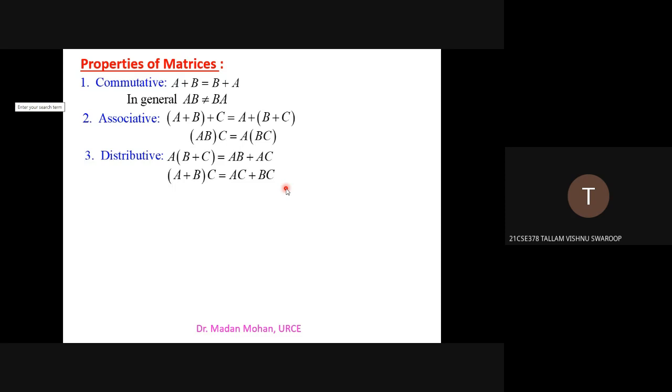Sir, A into B inverse. No. I am asking A by B. Have you ever seen A by B in a textbook or somewhere? Have you ever seen? A plus B you have seen. A minus B you have seen. A into B you have seen. A by B, have you ever seen in any textbook?